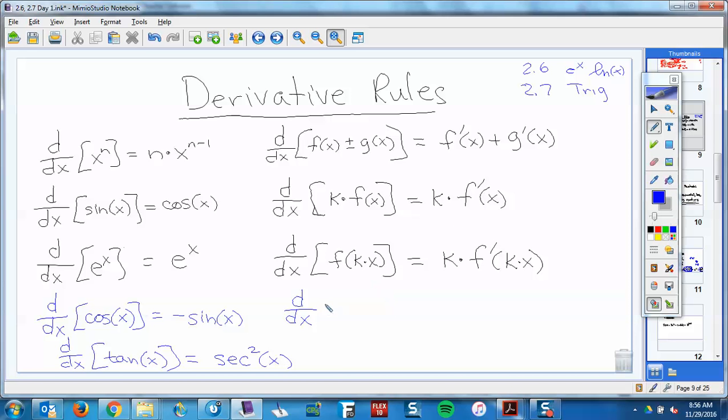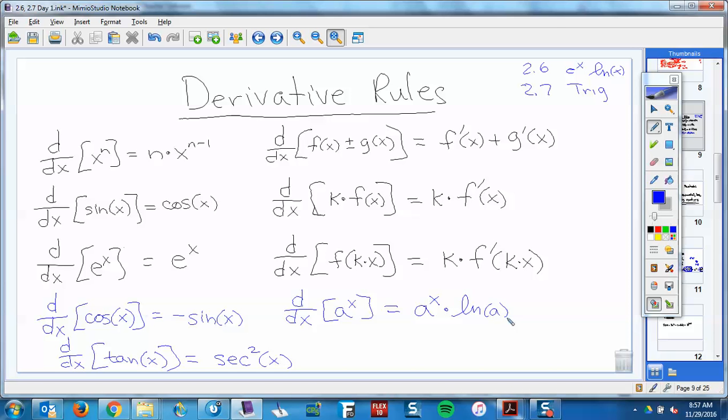Okay, so the derivative of a different base. Instead of e to the x, what if you had 2 to the x? Or what if you had 3 to the x? Well, it turns out it's very similar. It's its own derivative times a multiplier of ln of the base. So, in other words, the derivative of 2 to the x would be 2 to the x times ln2. You have to tack on an ln2.